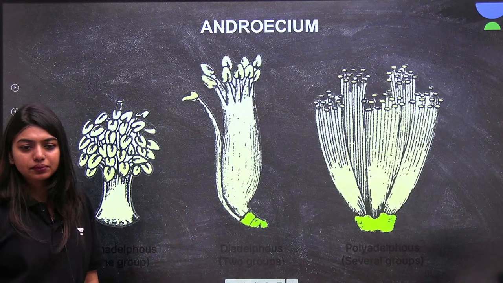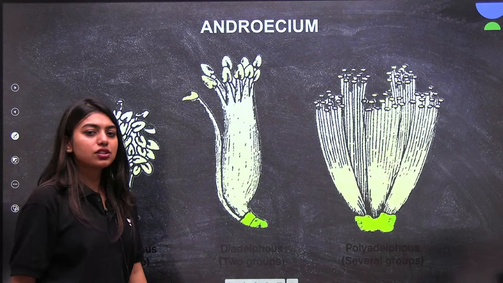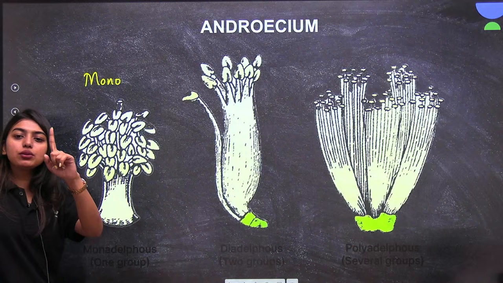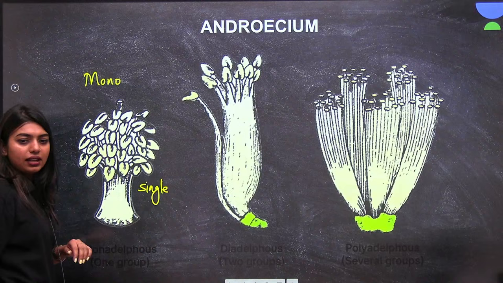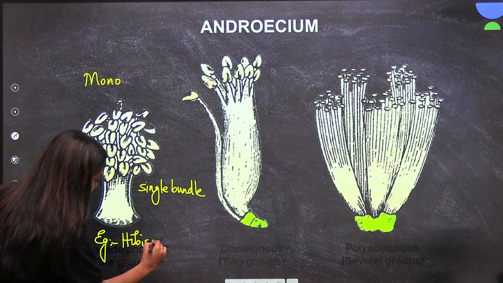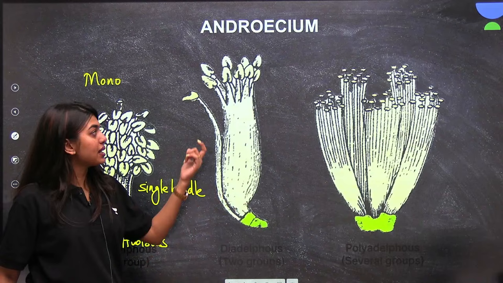Yes, very correct. Okay, students, look here. This is your monoadelphous. What is this? Monoadelphous. That means the whole stamen has formed into a single bundle, right? The whole stamen has formed into a single bundle. Example is your China rose. That means your hibiscus. Okay, example, hibiscus. Clear? Yes? Okay. Here, if you see diadelphous, that means the stamens are formed into two bundles.